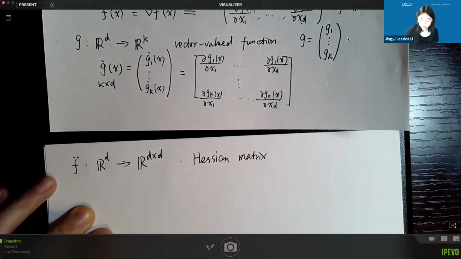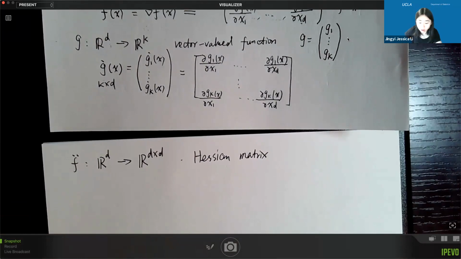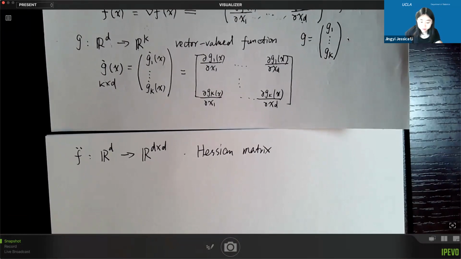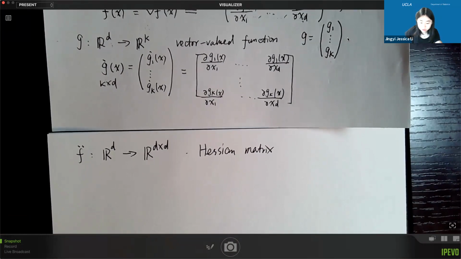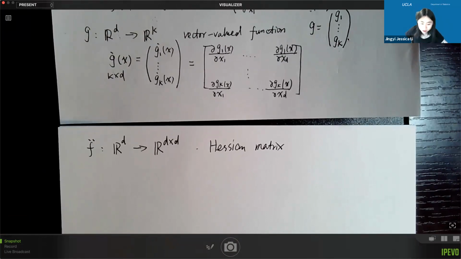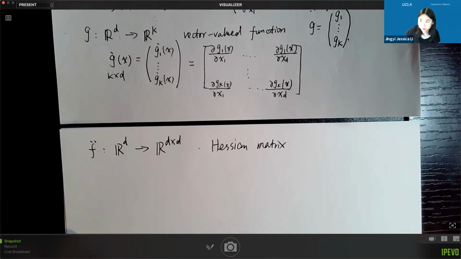Yeah. So I'm not going to write it down because it's very straightforward. You just take the partial derivative for every dimension again. Okay, so that's it. And for those vector-valued functions, we still have the chain rule, the product rule, and the mean value theorem as in univariate calculus. So everything still follows along.